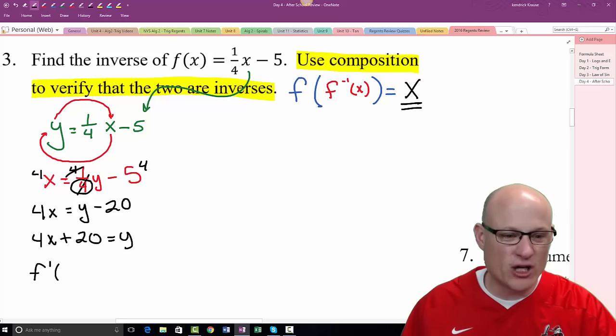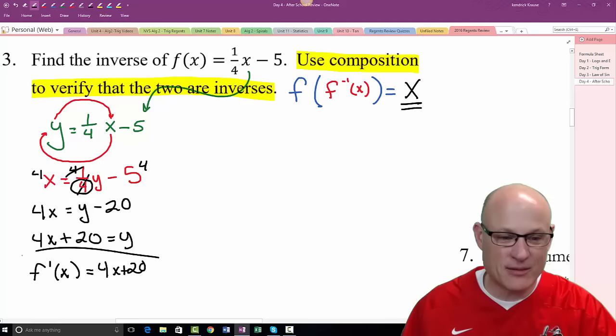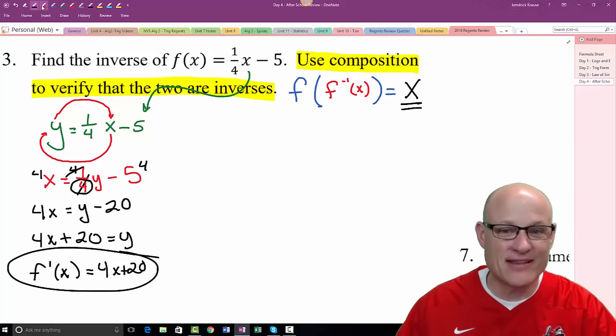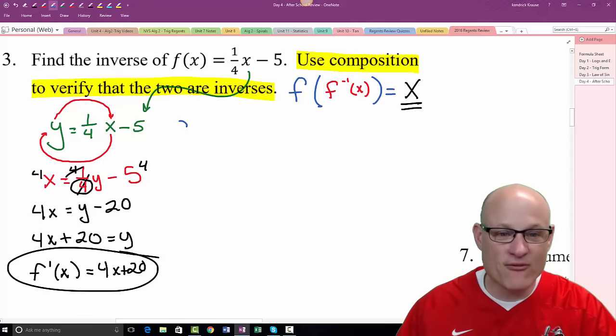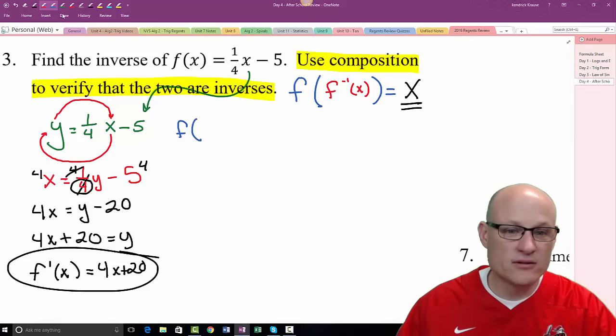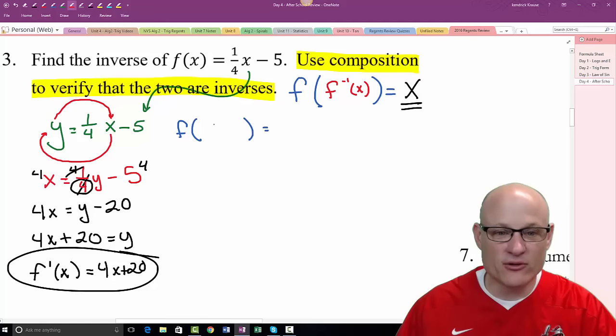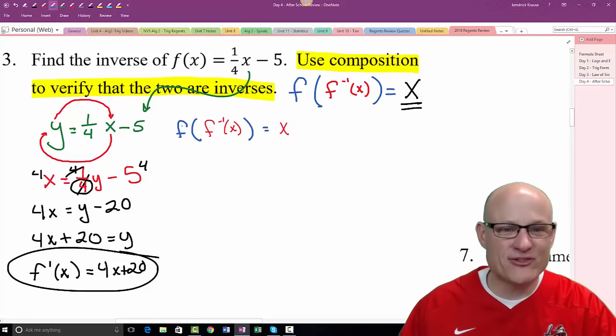F inverse of x, I thoroughly got you guys all messed up now, is equal to 4x plus 20. But we still have that second part of the job, and that is to say that we're going to take f of f inverse of x, and it has to equal x. All right, so we're going to take f. F says this.